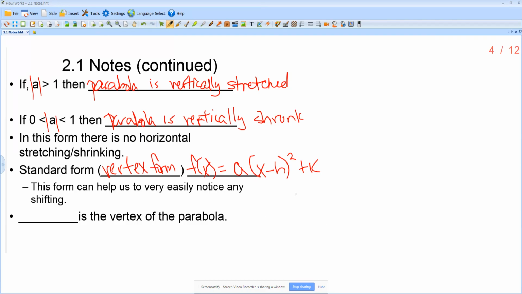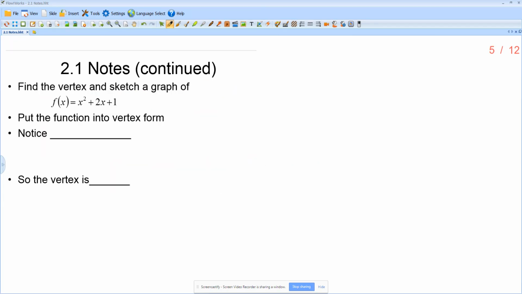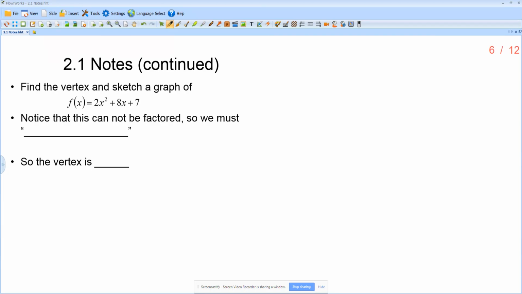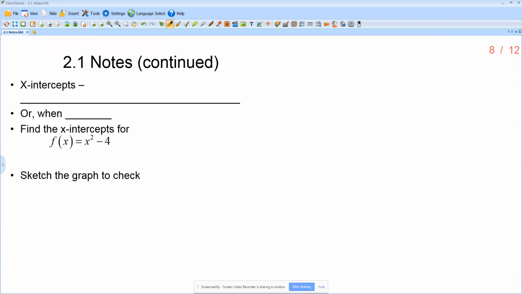This form also helps us realize any shifting, because h and k represent two different types of shift. Here I have a horizontal shift. Here I have a vertical shift. And the actual values of h and k are going to give me the vertex of the parabola. So vertex form is the thing that we're going to be using a lot more frequently. We'll do a couple examples in that example video if you want to stop by and watch that.